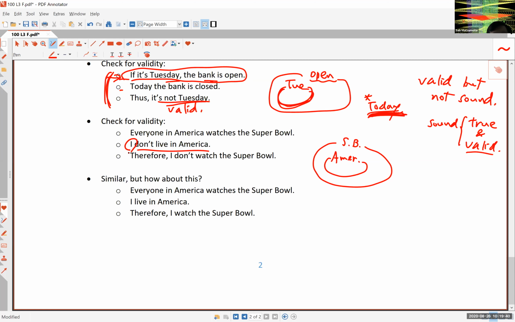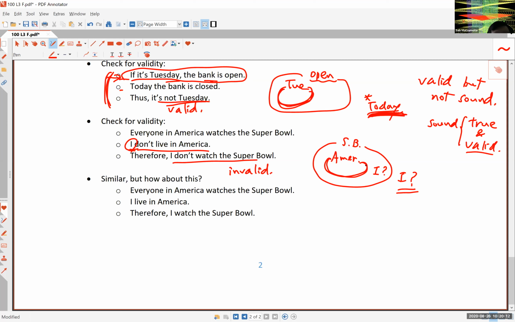Where is I in this case? I don't live in America. The only thing you can conclude is that this I is not inside of the inner circle. So I could be here, I could be here, right? It's not conclusive. And therefore, the conclusion, I don't watch the Super Bowl, is not valid. It's invalid because all you know is that this person I is not in the inner circle. It could be in the outer circle. It could be outside of the outer circle.